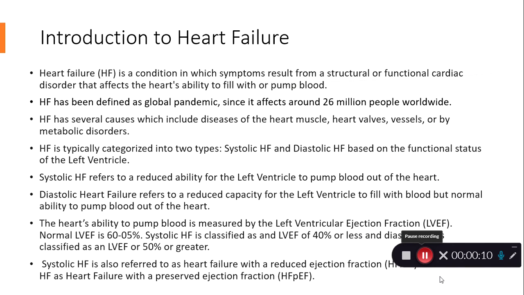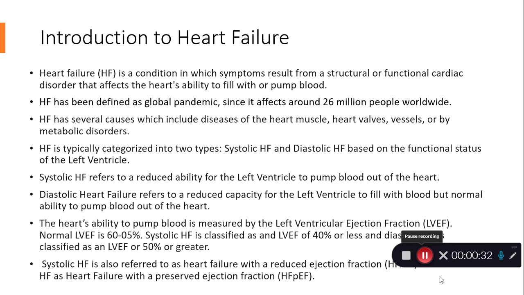To introduce the subject just a little bit, heart failure is a condition in which symptoms result from a structural or functional cardiac disorder that affects the heart's ability to fill or pump with blood. Heart failure is a global pandemic. It affects around 26 million people worldwide. It has several causes, which include diseases of the heart muscle, heart valves, vessels, or by metabolic disorders.